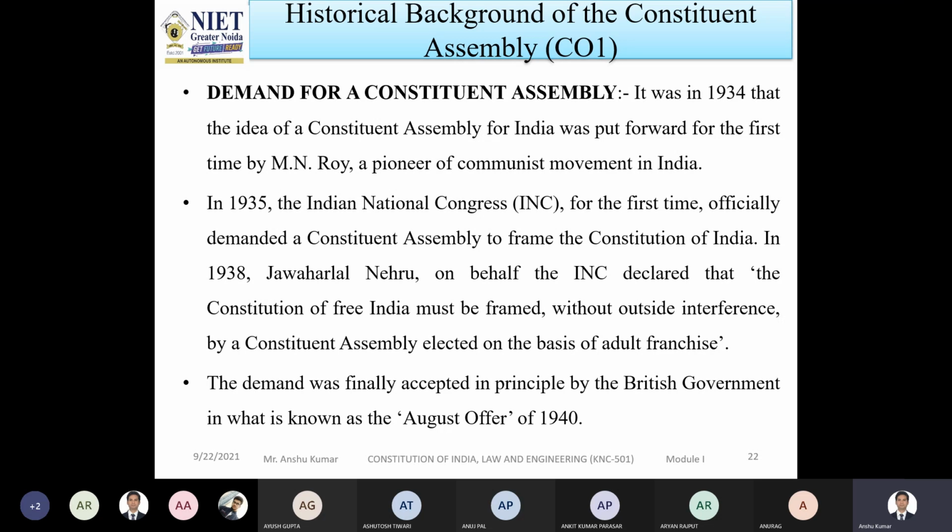Then you have to mention that the August Offer indicates that, for the first time, the British government accepted the just demand. Not the exact word "recognize"; you can use the word "accepted". Accepted in principle. In principle, it accepted the demand for a Constituent Assembly. I hope it is clear to everyone till now.